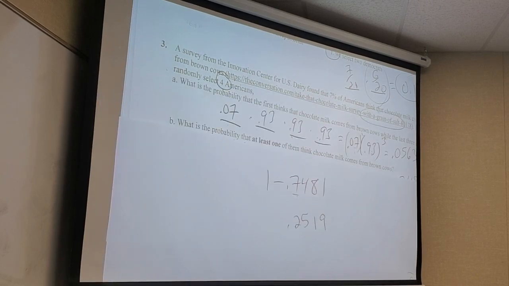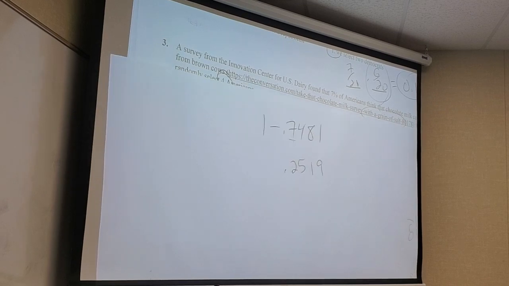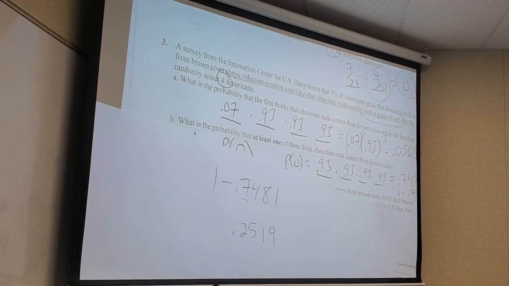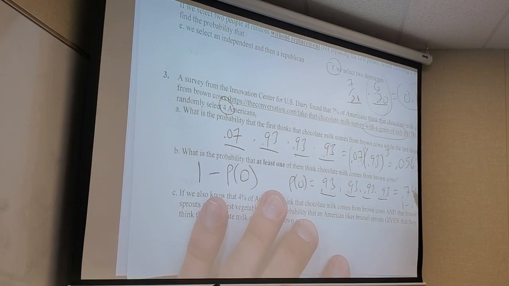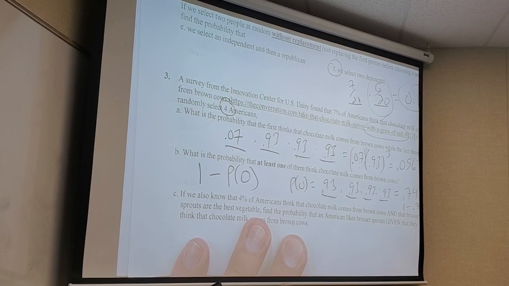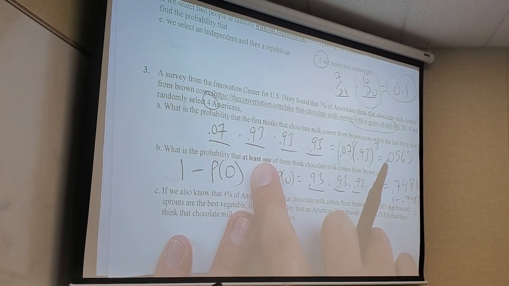Okay, maybe. Or just put it in your calculator. I'm sorry, guys, but, yes. I'm so confused why it's 1 minus 0.741 instead of 0.741. This is the answer if the question was, what is the probability that none of them? But the question is, what's the probability that at least one of them, right?